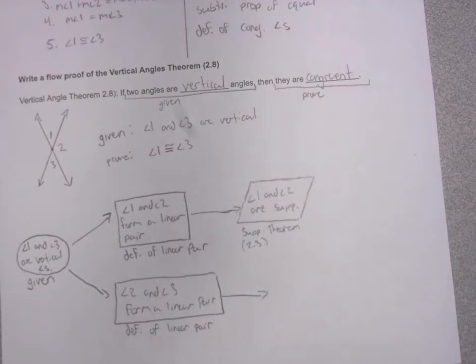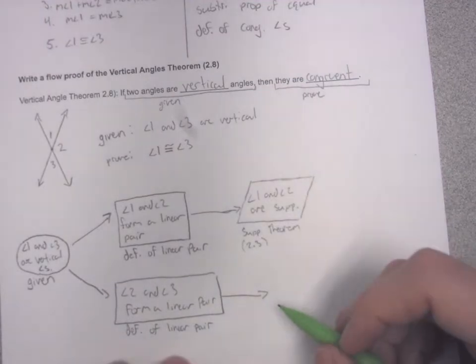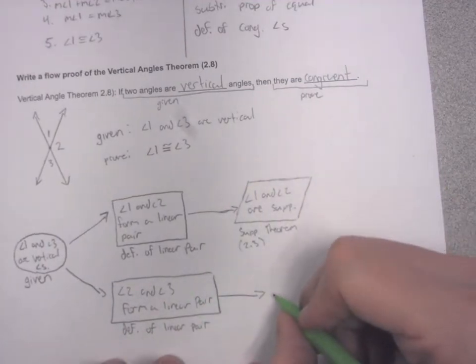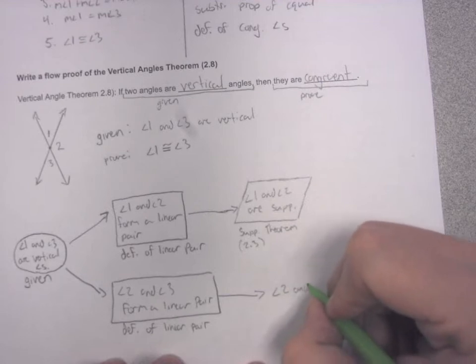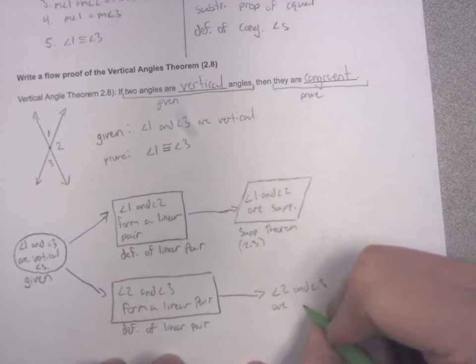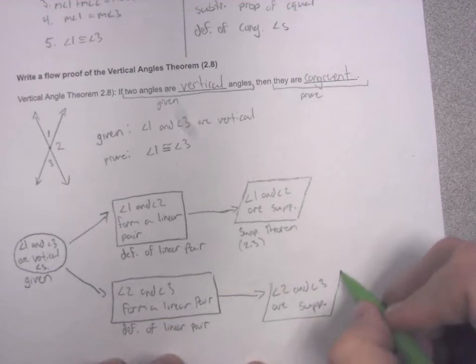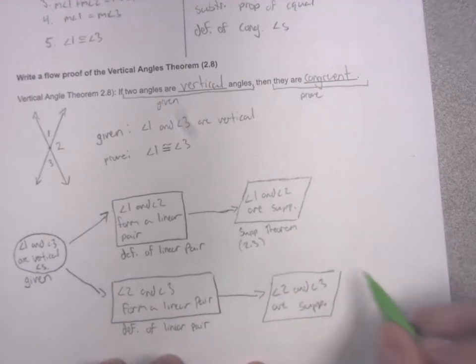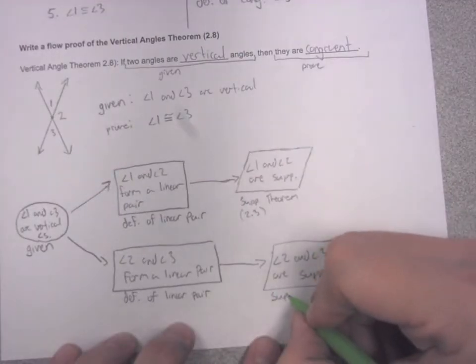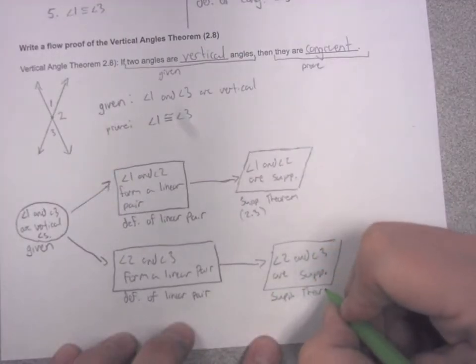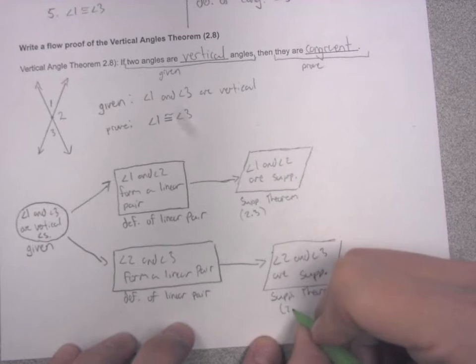Down here we know the same kind of idea, but we're talking about 2 and 3 here. So angle 2 and angle 3 are supplementary. So again we'll put maybe kind of a rhombus shape around there. And again, this is the same theorem. This is the supplement theorem, or 2.3.